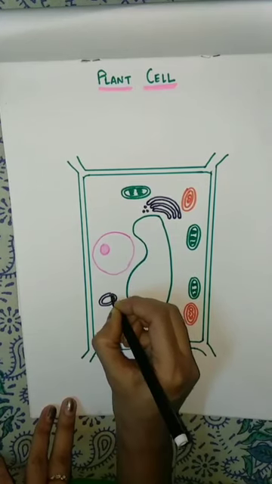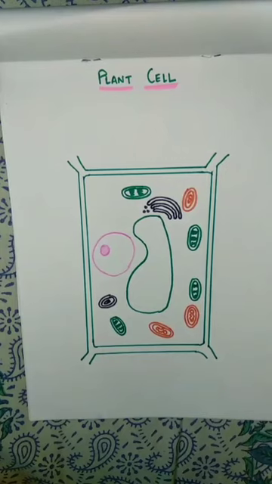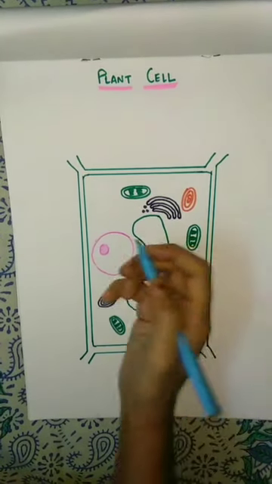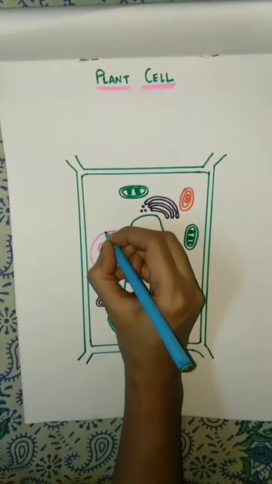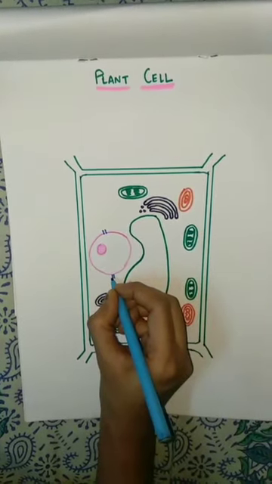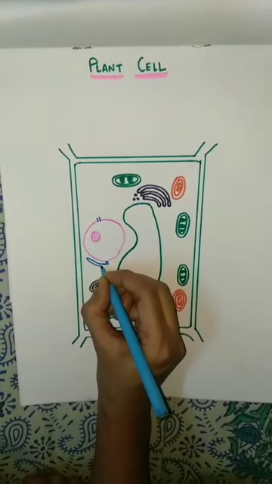Now next I'm going to draw this amyloplast. Now amyloplast is also one of the leucoplasts, which are colorless. Just like you have chloroplast as one of the plastids, these are the different types of plastids. So amyloplast is one such plastid which stores the starch granules in it.